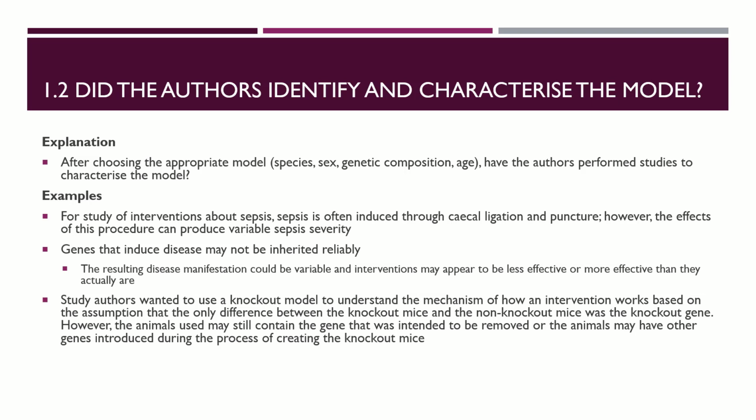The second signaling question is, did the authors identify and characterize the model? After choosing the appropriate model based on what the disease warrants, for example, species, sex, genetic composition, and age, have the authors performed studies to characterize the model? What do we mean by this? This is actually best explained with some examples.